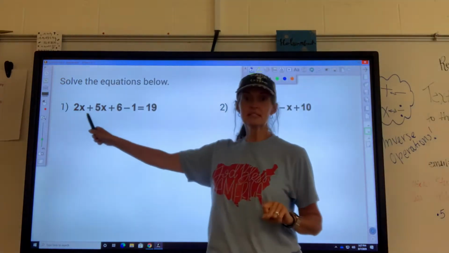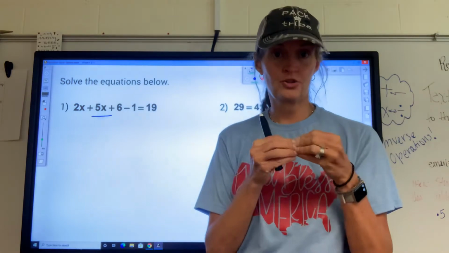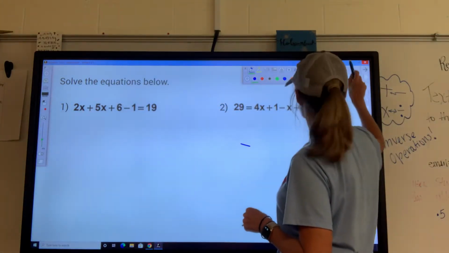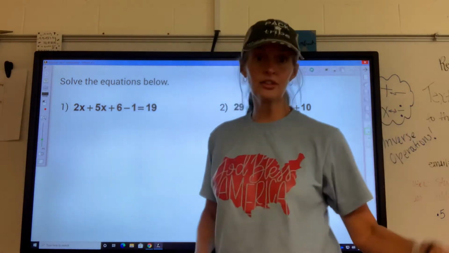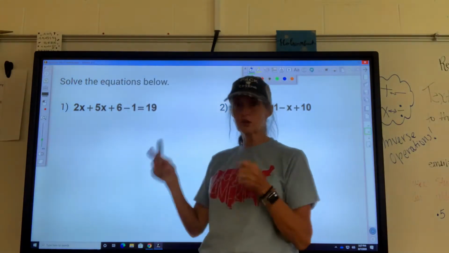Okay, so this has got lots of terms. We are going to combine them like we did the other day. But it also, ooh, I don't like that. I don't like that I wrote on it. And it also has an equal sign today, unlike the other day when it didn't have an equal sign. I keep going back and forth trying to jog your memory.